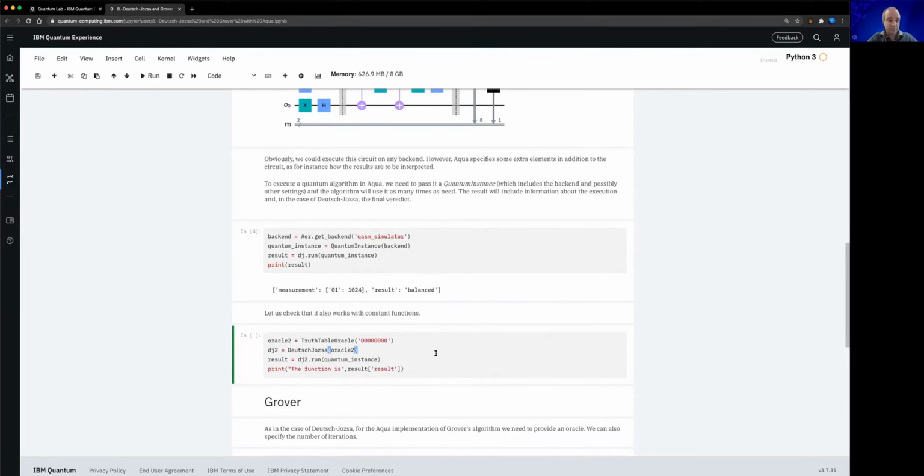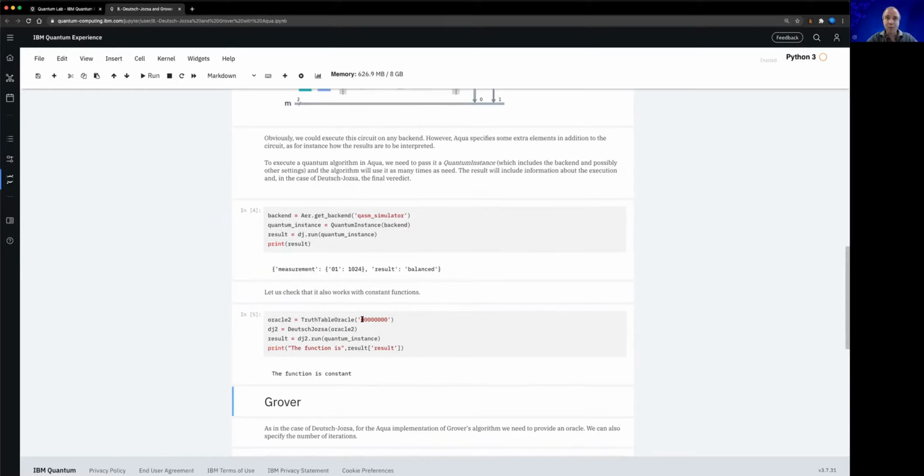Now I'm going to do the same, but with a constant function, in this case one that always returns 0. Here we have a Boolean function which takes 3 variables as input. That is why I have here a string of length 8, since 2 to the power 3 is 8. And then, taking only the part of the result from the whole output that the Deutsch-Jozsa algorithm provides, I can easily check that this function is indeed constant.